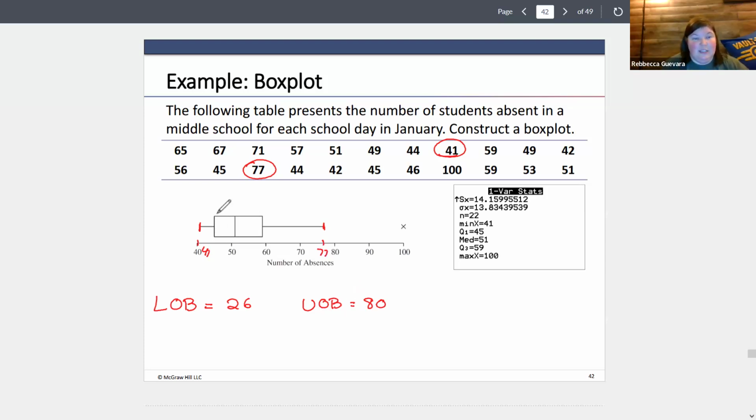And then the rest of this is just going to be your quartiles. As you see over here, my Q1 is going to be at 45, which is where you see it. This is my Q2 or my median, which was 51. And then this over here, my Q3 is going to be at 59. This 100 was an outlier, so we put an X right here to represent it.